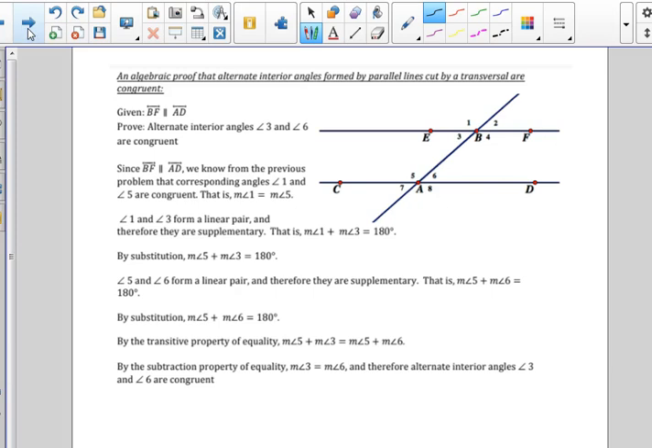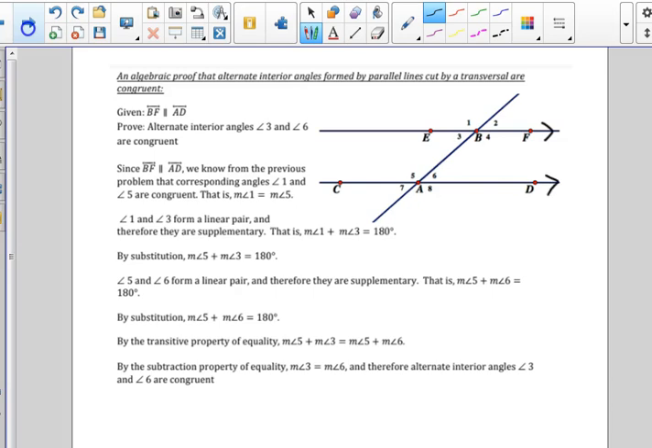The last proof that I am going to discuss, although there are a few more from your notes, I am not covering number 3, and I'm skipping to number 4, and you'll want to take a look at the Canvas video for numbers 5 and 6. But on number 4, we are asked to prove that the alternate interior angles, angle 3 and angle 6, are congruent.